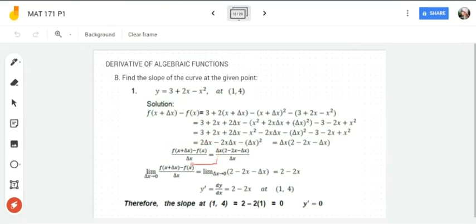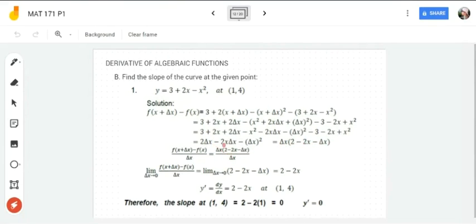We will be dividing the function of x plus delta x minus the function of x by delta x. So that will be equal to your delta x times 2 minus 2x minus delta x over your delta x. So your delta x will cancel out. So the remaining will be 2 minus 2x minus delta x.